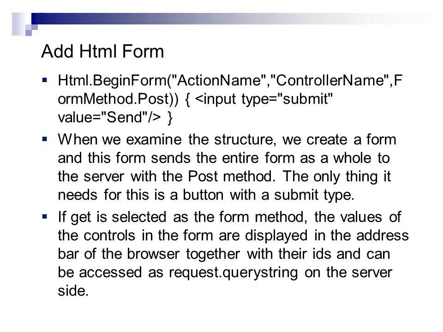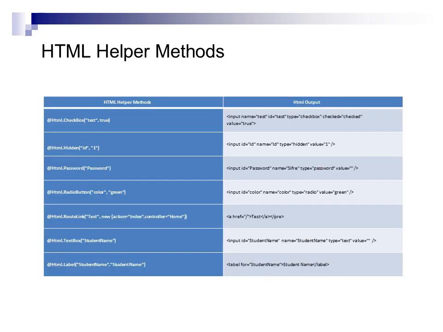The only thing it needs for this is a button with a submit type. Get is selected as the form method. The values of the controls in the form are displayed in the address bar of the browser together with their IDs and can be accessed as Request.QueryString on the server side. HTML helper methods are given in the table.